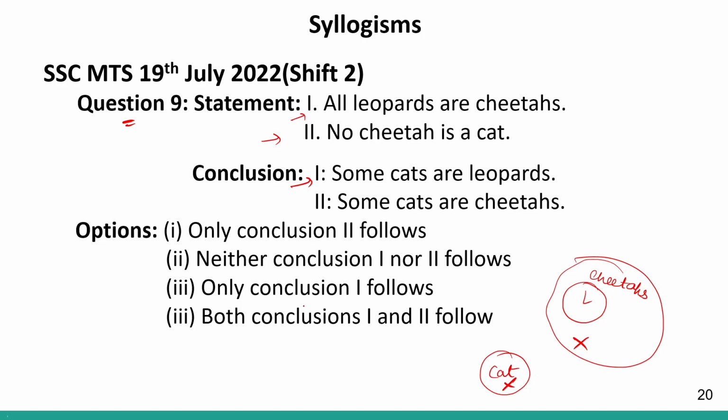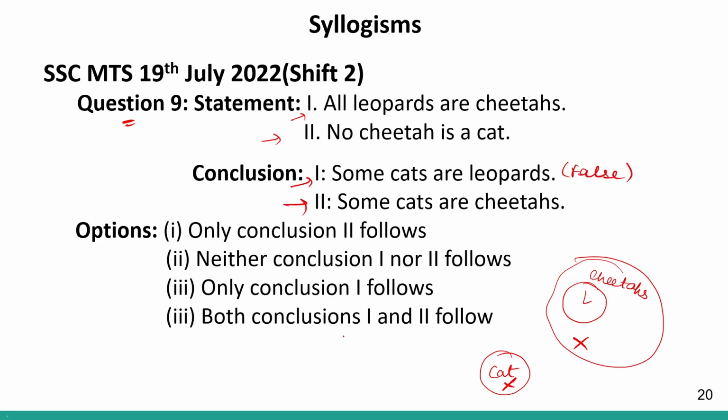Conclusion number 1 says some cats are leopards. So since cats and cheetahs are not overlapping, can cats and leopards overlap? No, because leopards are a subset of cheetahs. So if cheetahs and cats are not overlapping, that means leopards and cats will not overlap, correct? So this will be false.